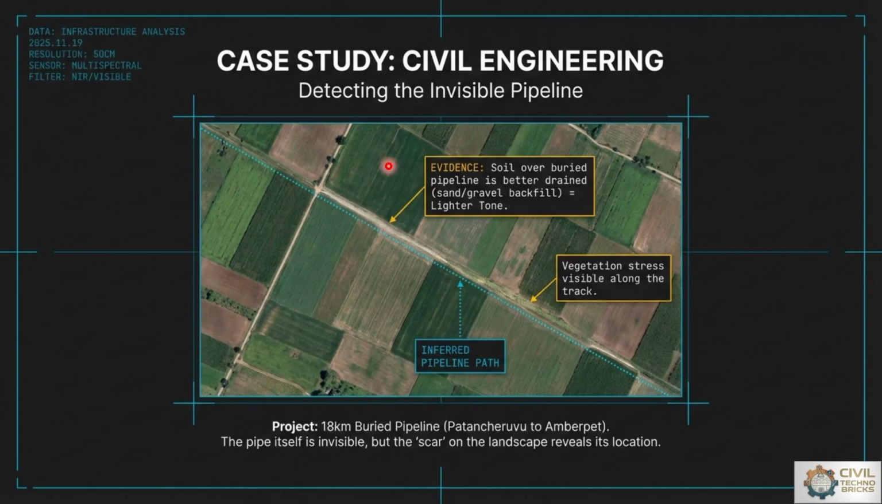Likewise, we analyze a completed project, like an 18-kilometer buried pipeline from Pantachutaru to Amberweth. The pipe itself is invisible, but the scar on the landscape reveals its location, or we can mark the location from the civil engineering point of view. So the data of the infrastructural analysis includes date, resolution, sensor, and filter. These are all the characteristics or interpretation keys which are utilized to identify that imagery, which is considered with reference to visual image interpretation.